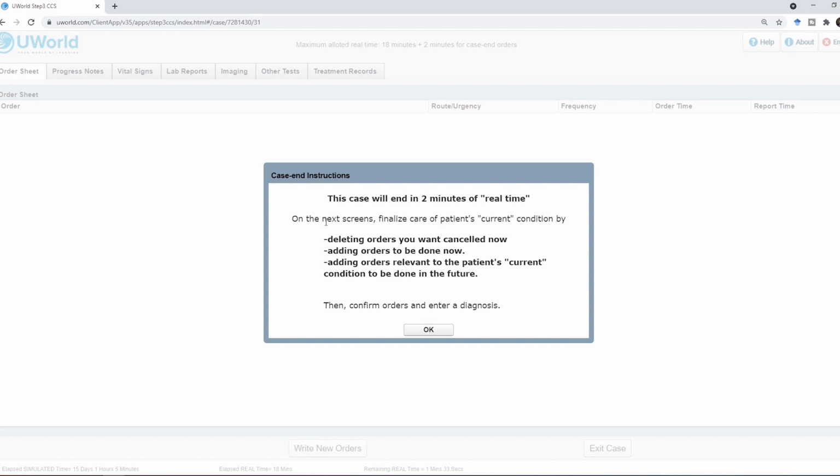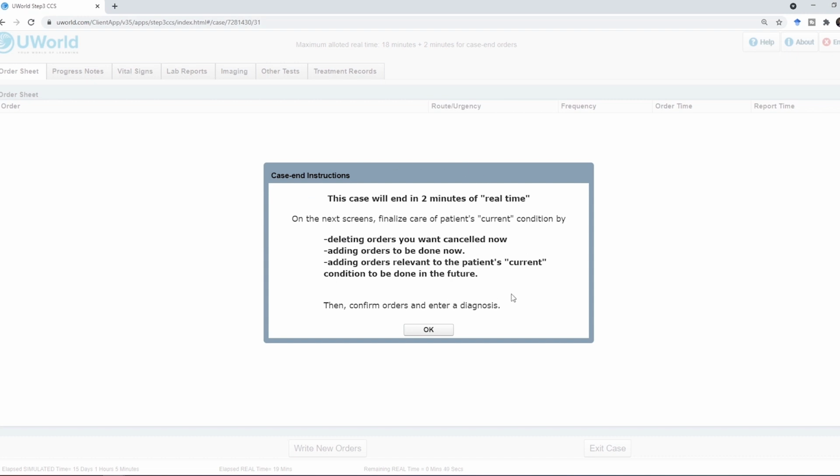And the case ended. Now we have 2 minutes of real time to put our case end orders. Here, if you put an order in, the software will not react. You will not see if the patient is improving or not. So it's not as valuable as putting it in the 18 minutes of the simulated case, but it's better than not mentioning it at all. So if you forgot something during the 18 minutes, this is the time to include it during these 2 minutes. Also, if you want to cancel one of your previous orders, you can do that during these 2 minutes.